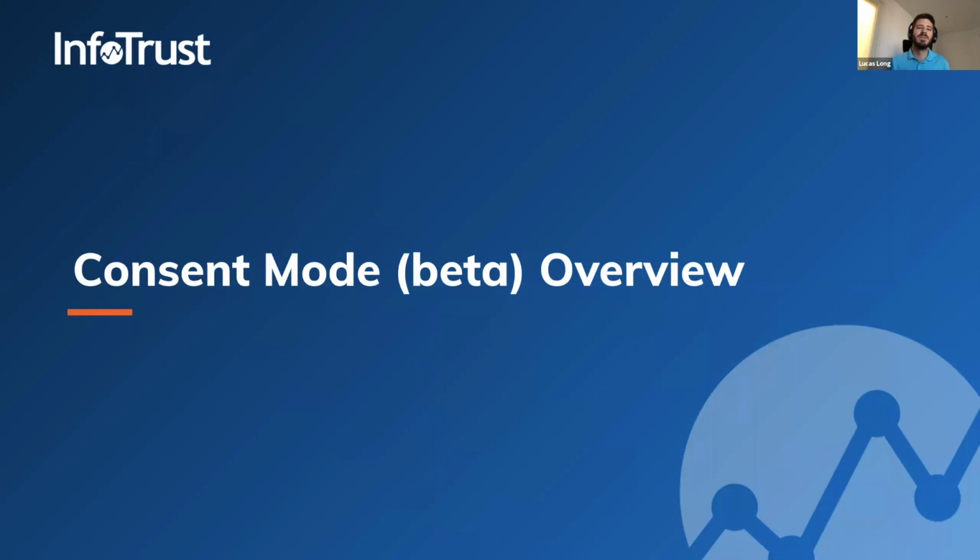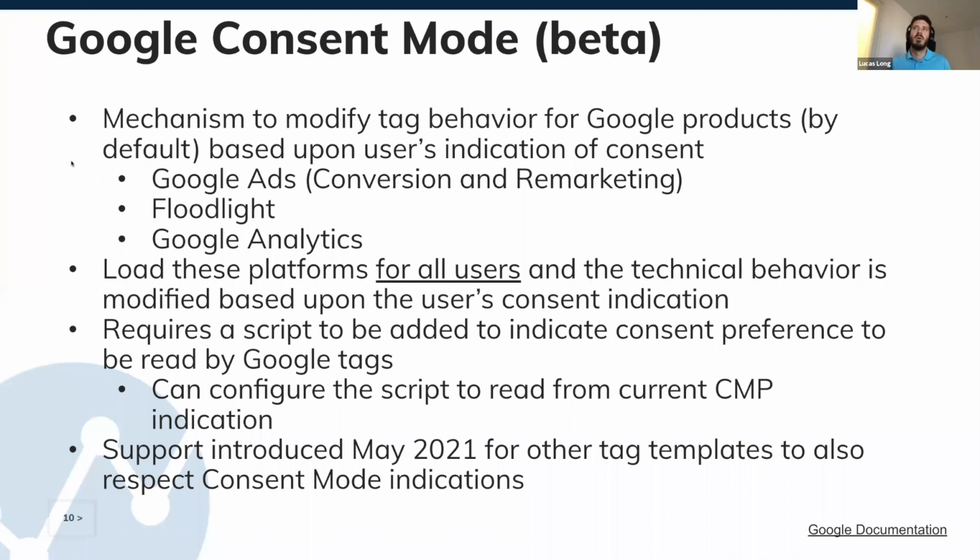And it's why it becomes so critical, really, as you're thinking about any kind of tagging architecture and data collection architecture moving forward. So an overview of what consent mode is: it is a mechanism to modify tag behavior for today Google products by default based upon the user's indication of consent. So instead of not executing these tags because the user hasn't consented, we can still load these tags, but their behavior will automatically change based upon the user's consent choices.